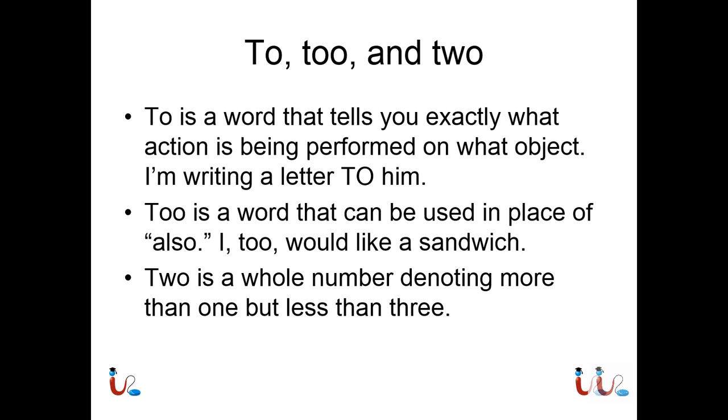Too, with two O's, is a word that can be used in place of also. I, too, would like a sandwich is the same as I also would like a sandwich. Too is the same as also. Two is a whole number, and please don't ever confuse two with a W and to with anything else.